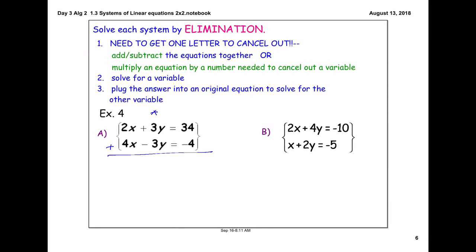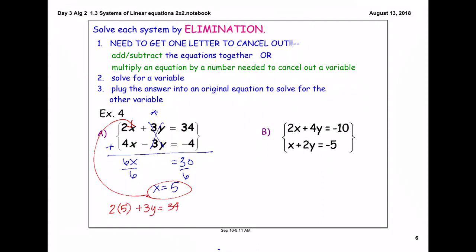2x plus 4x is 6x. 3y minus 3y is gone, is equal to 30 plus negative 4 is 30. The inverse of multiplication is division, and I get x is equal to 5. I then have to plug that 5 back into one of my original equations to solve for y. So 2 times 5 plus 3y equals 34.